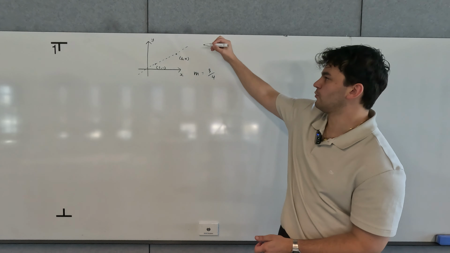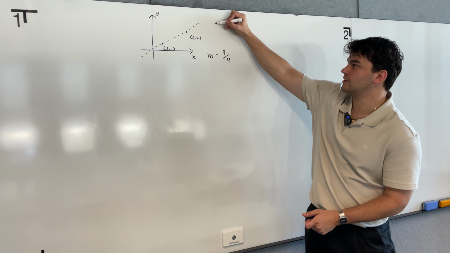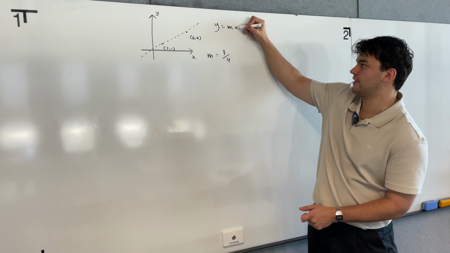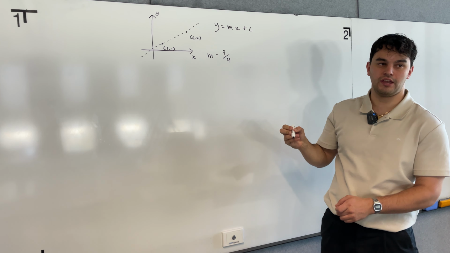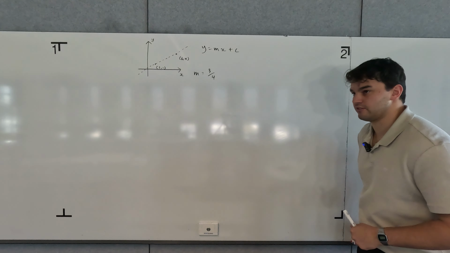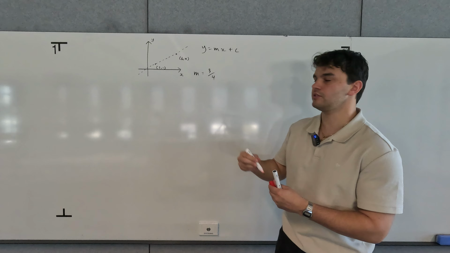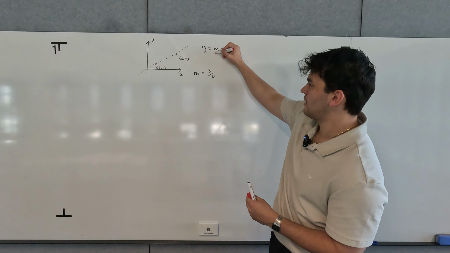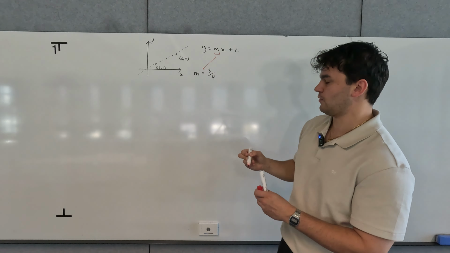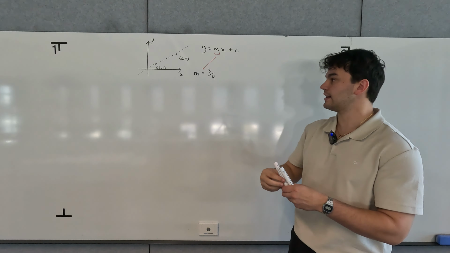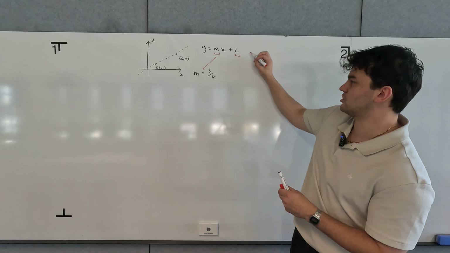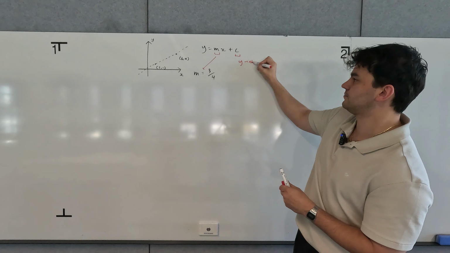Now, the general form for a linear equation in VCE Methods is y is equal to mx plus c. So y and x are just our normal variables in our equation. So we have y here, x there. The m is our gradient, which I said is 3/4, but just in general, it's a gradient. Now c is just the y-intercept of our equation.